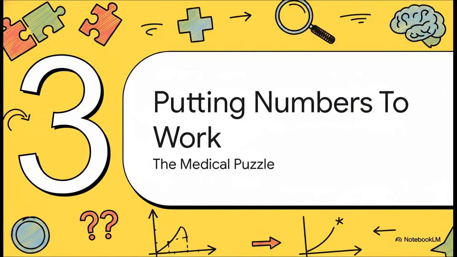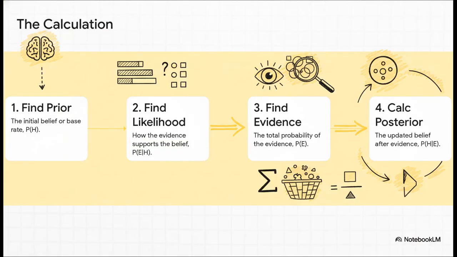Okay, enough theory, let's make this real. We're going to go right back to our medical puzzle and use this exact framework to see how on earth we ended up with that tiny, tiny probability. We're just going to follow a simple 4-step recipe. First, we'll nail down our starting belief, the prior, then the likelihood. After that, we'll figure out the total probability of our evidence.